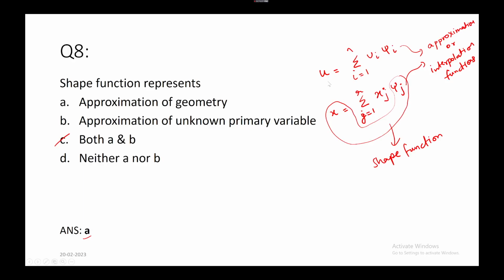So depending on the situation, you can say both A and B are also correct. But in our lecture contents, if you would have seen, only the geometry approximation is named as shape function, and the rest are just called approximation or interpolation functions. Is it okay? So even C can be right, that is what I am trying to say.